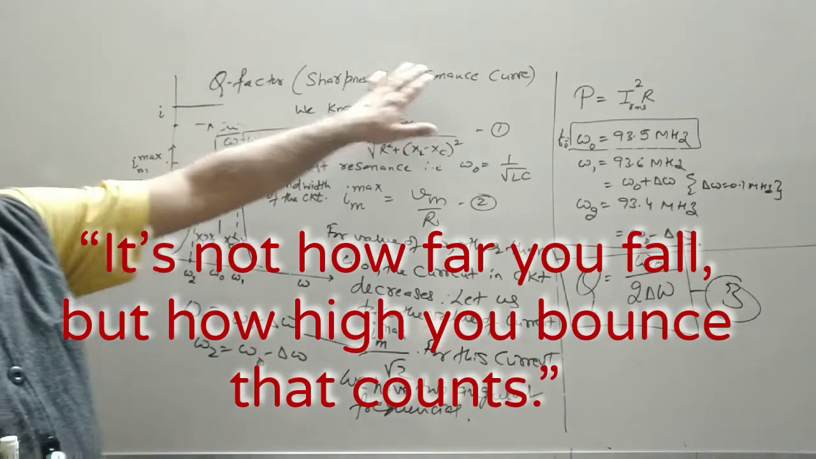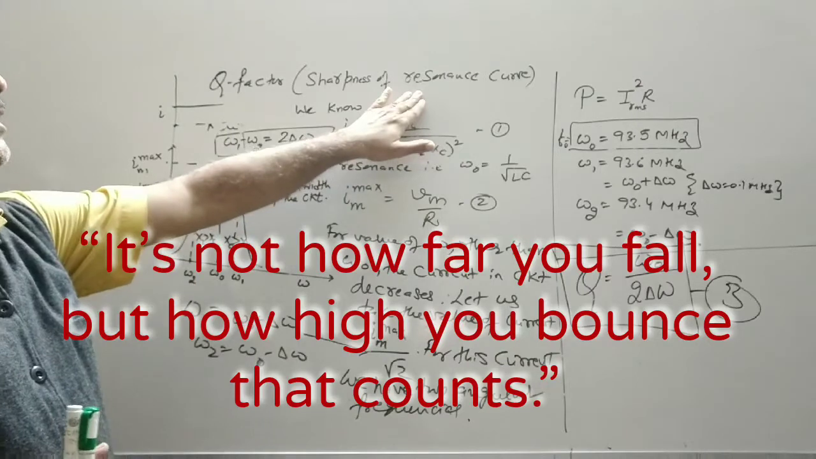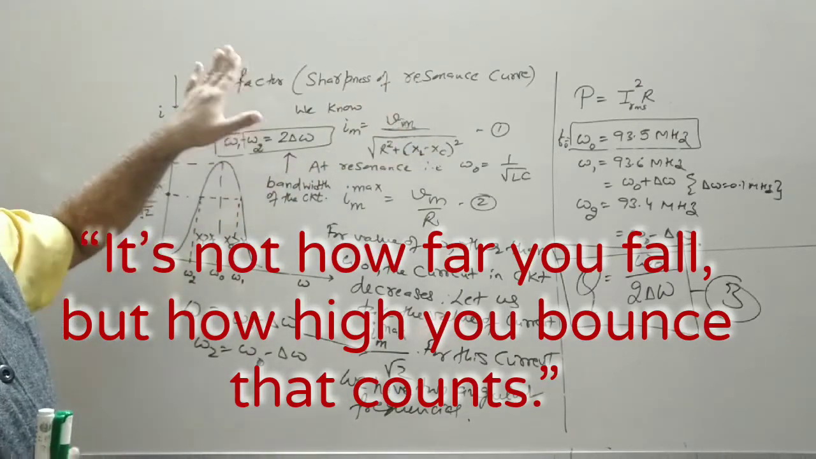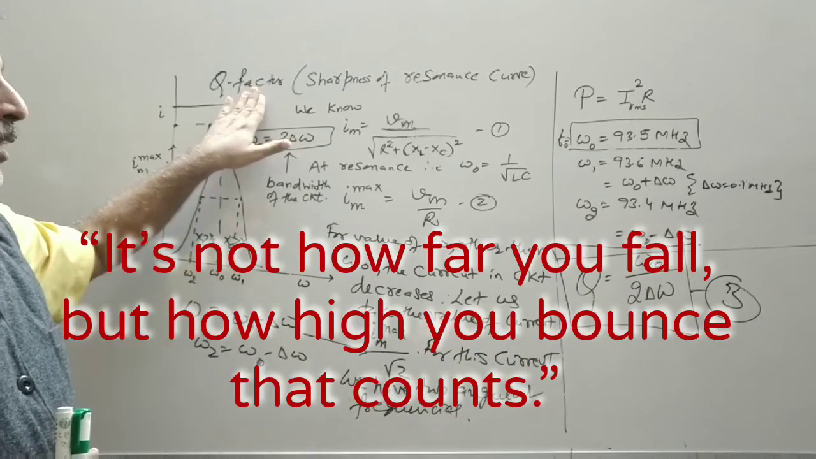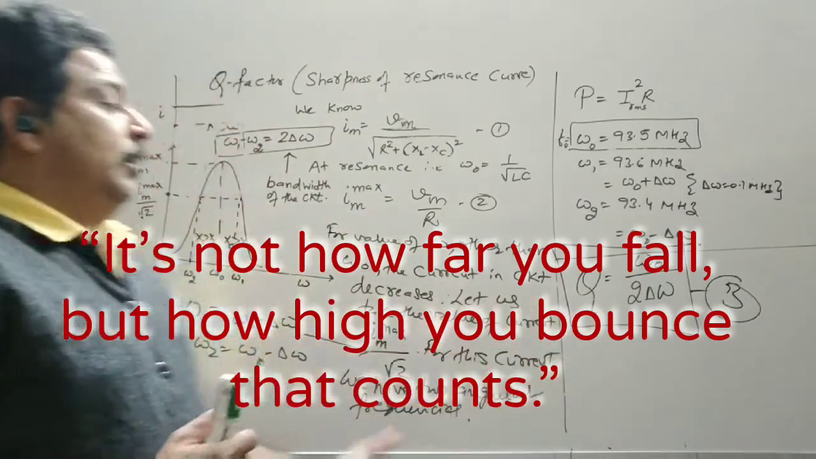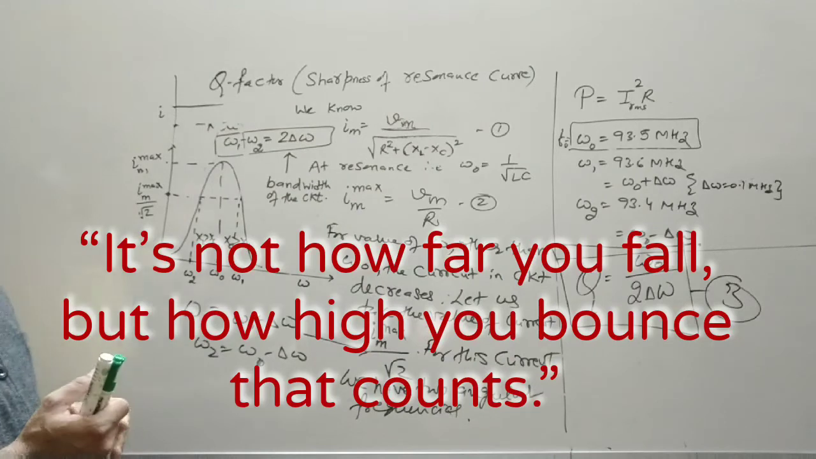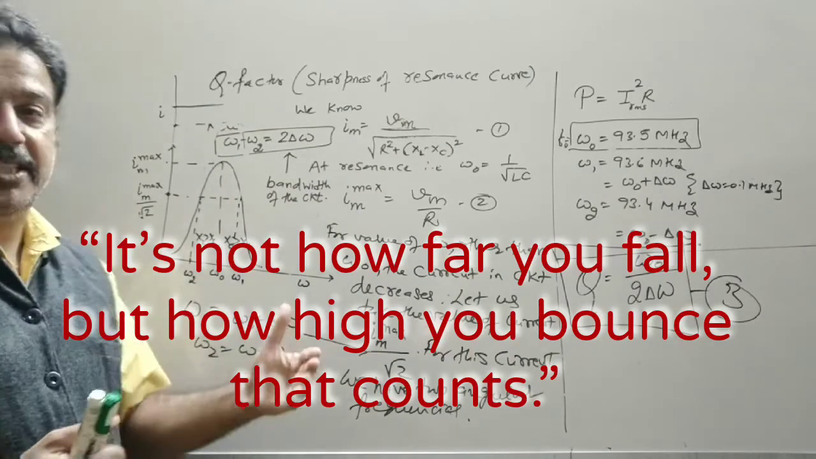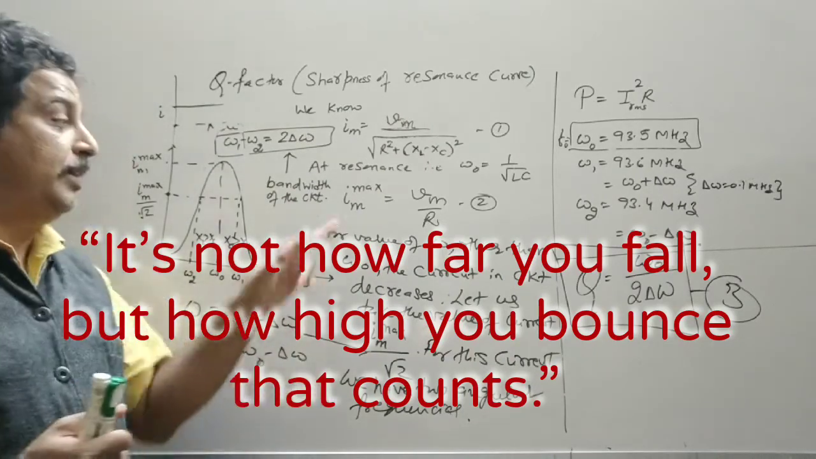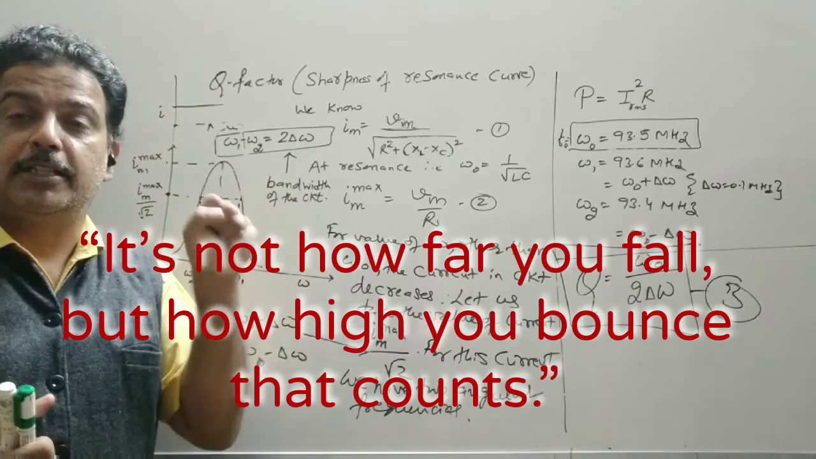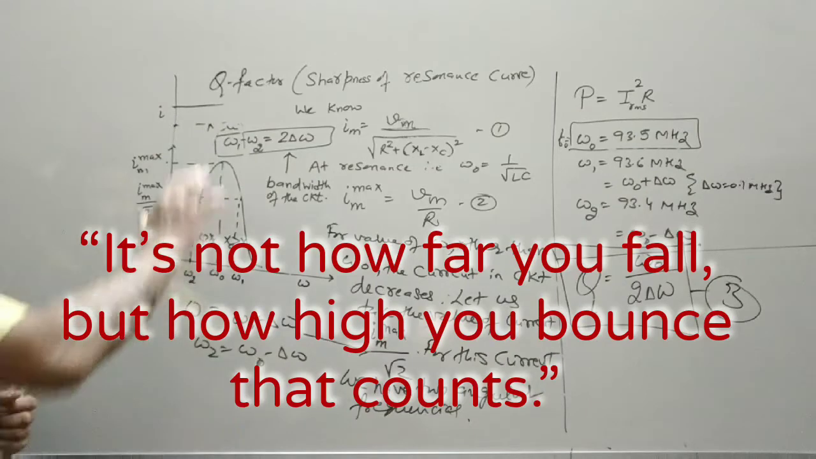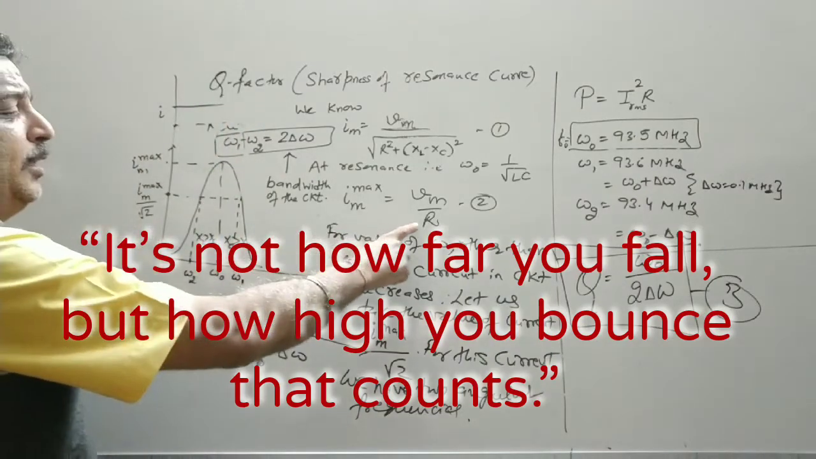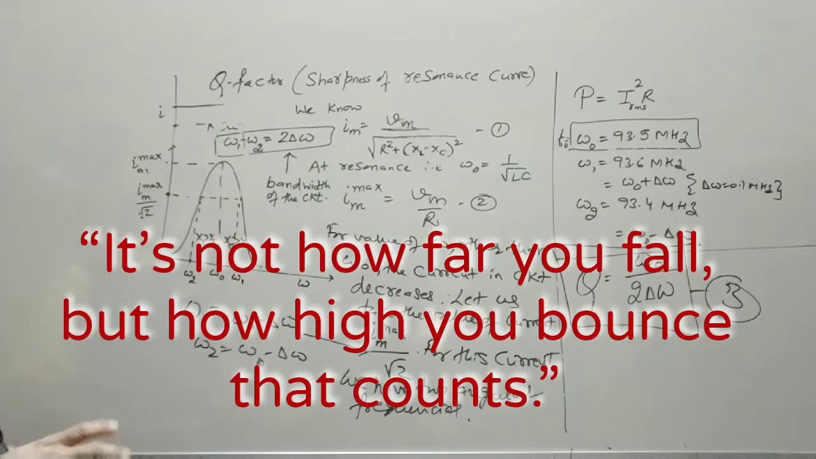Now Q factor. The sharpness of the resonance curve is measured in terms of a quantity which is called the Q factor. Q factor means the quality factor. We have discussed that it should be inversely proportional to the resistance. So the more the resistance, the less will be the current. We want the current in the circuit at resonance to be maximum. So it should be inversely proportional to the resistance, that is one thing.